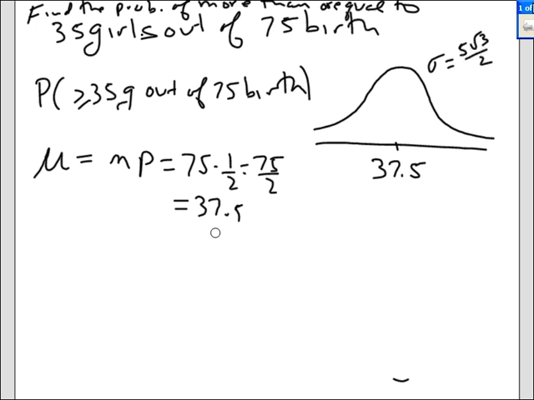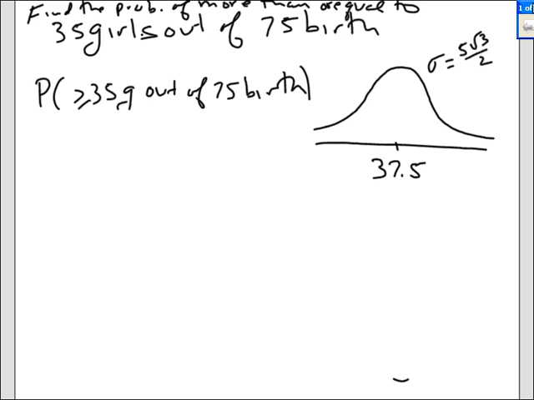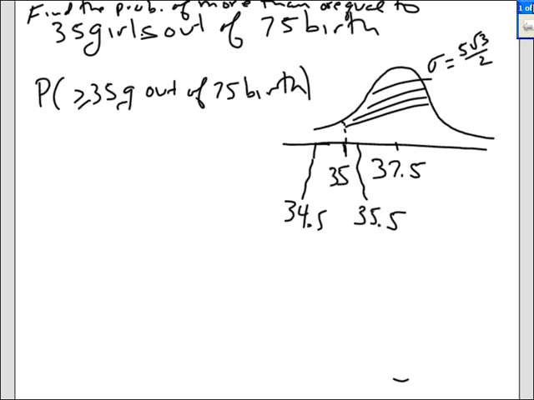So we want to know what's the probability of getting 35 or more. Well, here is 35. Now, here's the deal with these types of problems. You can't use 35. You can go a half down to 34 and a half, or you can go a half above 35 to 35 and a half. But just remember, whatever you do use, you want 35 and above.